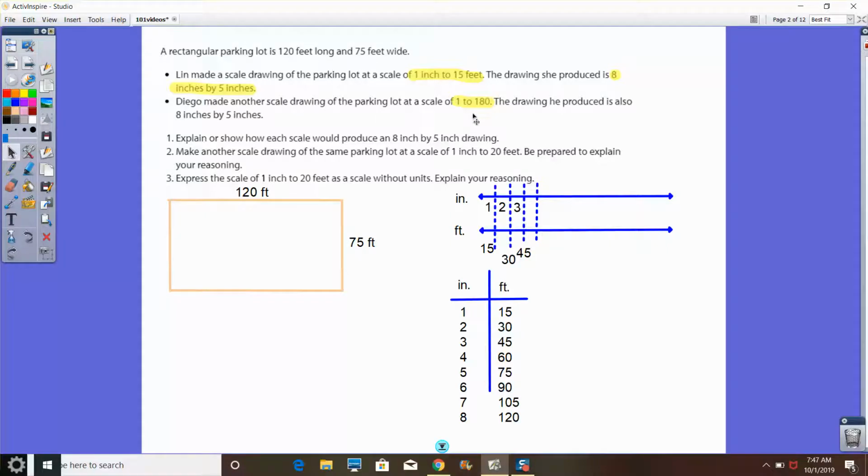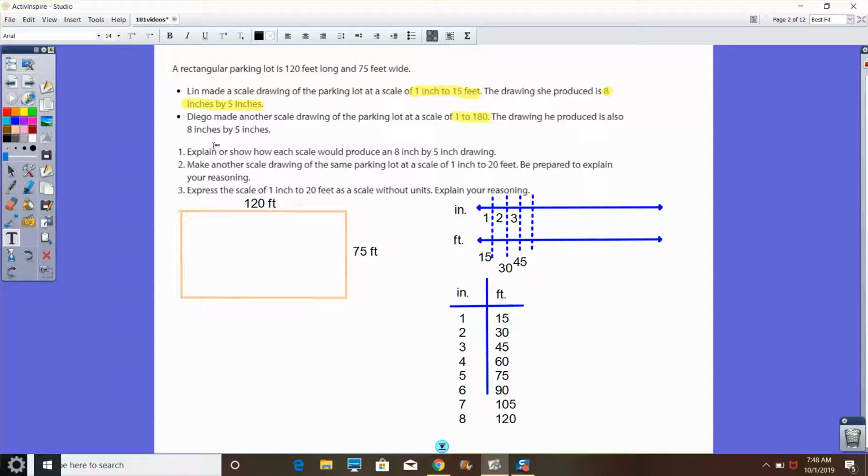Okay, Diego is using a scale that's much larger in numbers, right? But what's going on with this scenario here, 1 inch to 15 feet, whereas we're going 1 to 180? So we're using a unitless scale here, which means that whatever 1 is would correspond to 180 of the exact same thing.